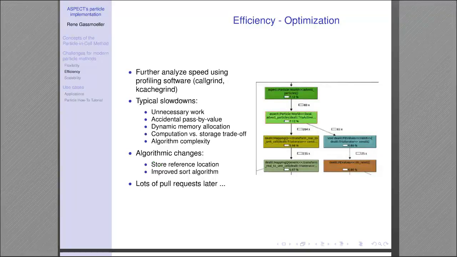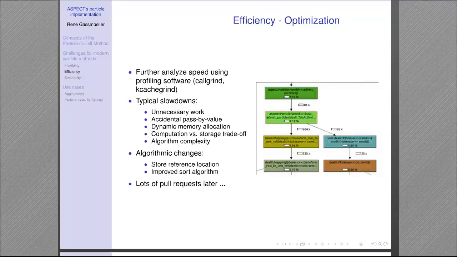To further analyze the speed, there is some handy software around, usually open source and easy to use, that can show you in which part of your algorithm you spend how much time. I used the software CallGrind to profile this software, and the software KCacheGrind to visualize this. And this will give you such a nice tree, like in the figure on the right, showing you for each function how much time you spent in that function, how often that function called other functions, and where they spent their time.